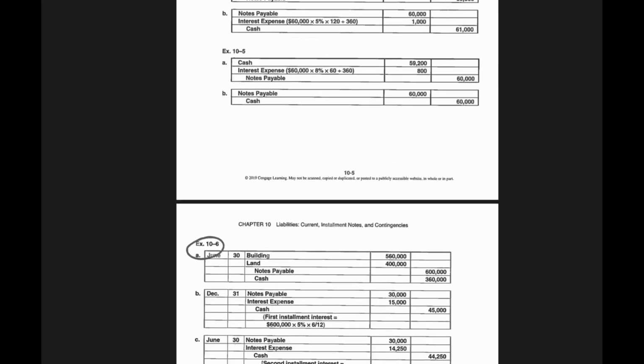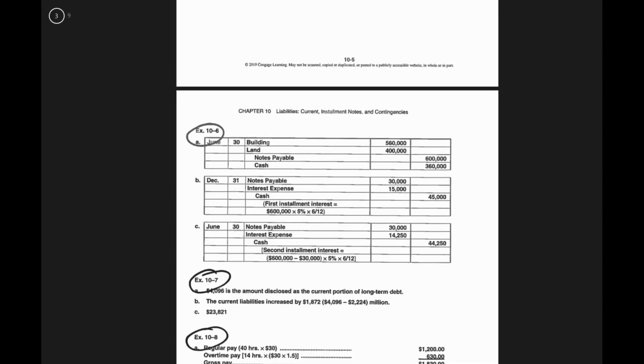Number 6, fixed asset purchase with a note. On January 30, Collins Management Company purchased land for $400,000 and a building for $560,000, paying $360,000 in cash and issuing a 5% note on the balance. The terms of the note provide for 20 semi-annual payments of $30,000 on the principal plus interest accrued. Journalize the entry. So letter A, the transaction on January. So they bought the building, land, they paid some cash, $600,000 was the balance to the note.